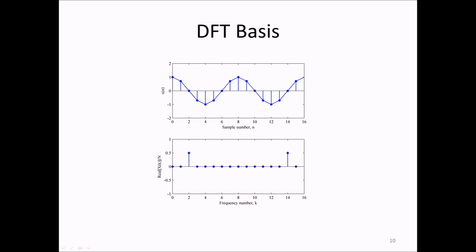For frequency k equals 1, we multiply x of n, the 2 period cosine, with a cosine of 1 period. But because of the orthogonality, the sum of that product will be 0. For the next frequency line, however, we multiply x of n by a cosine with 2 periods, which is exactly the same as the x of n signal. So there will be a sum result, and in this case, of a half. And this occurs at k equals 2, and also at k equals 14, which is 16, the block size, minus 2. So we obtain two frequencies.